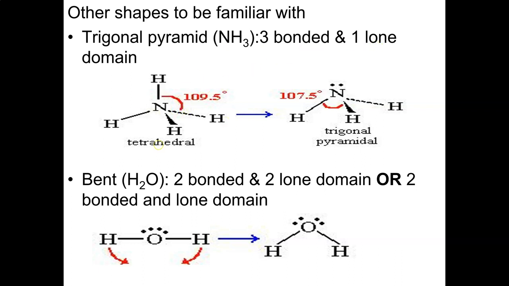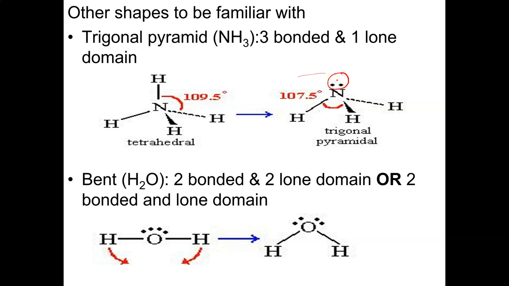So you notice there's a total of 4 domains for this one. So you're like, oh, that's going to be tetrahedral because that's what 4 domains are. No, you need to make the distinction between lone pairs and bonded. So here you notice how there's 4 domains. All of them are bonded, so that's tetrahedral. Here it's 3 plus 1, so that's going to be trigonal pyramidal. It's a subcategory. Notice the bond angle is different.